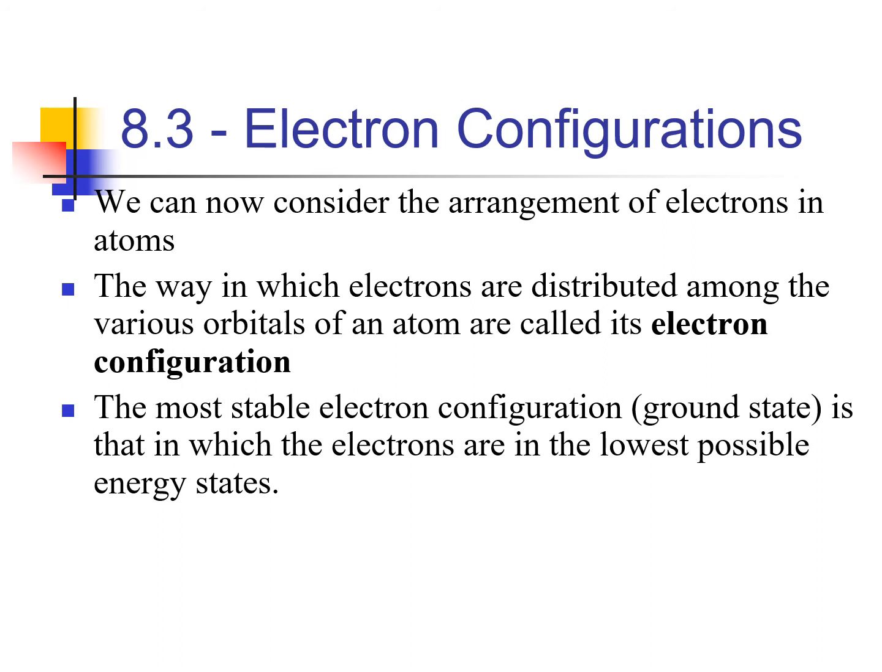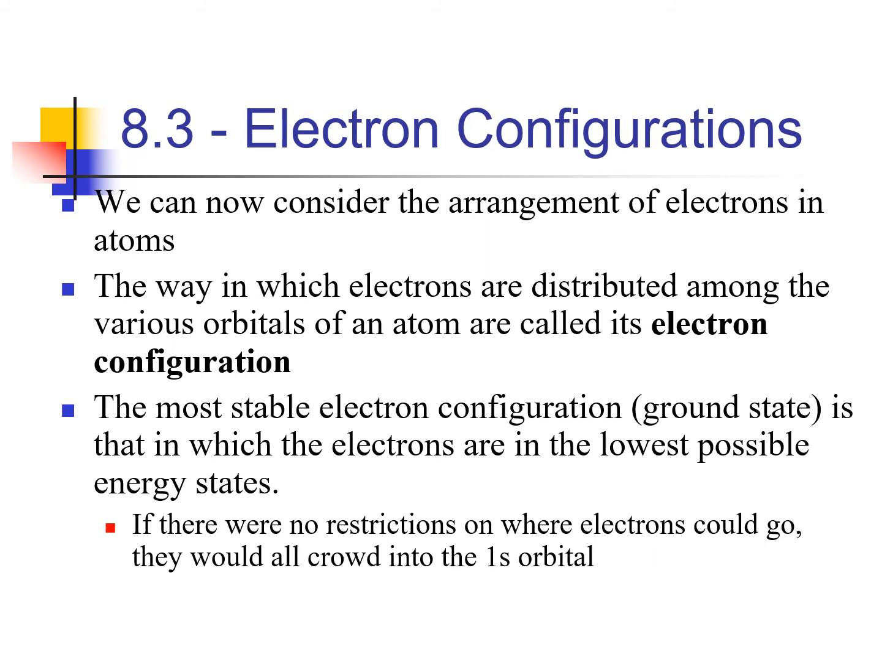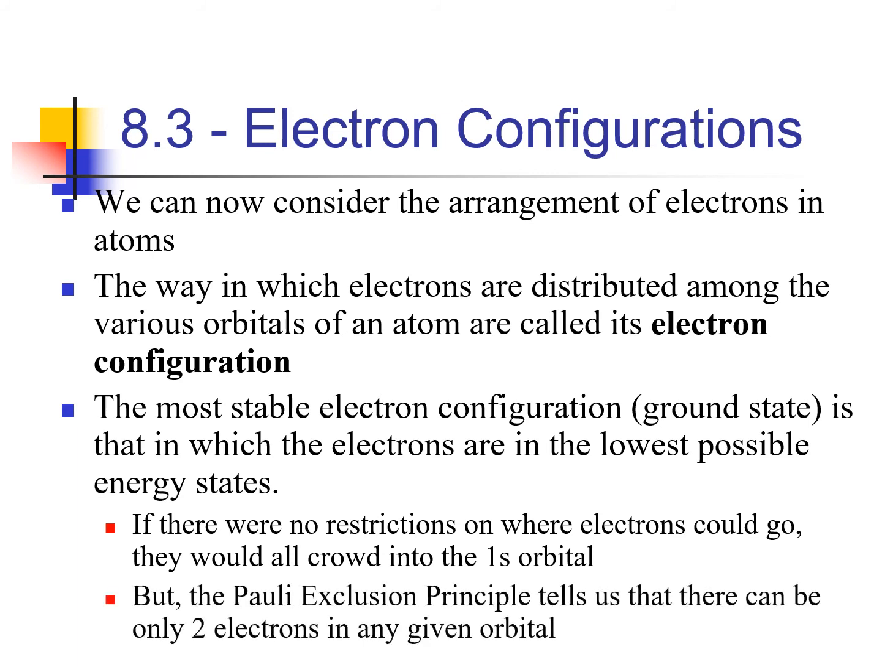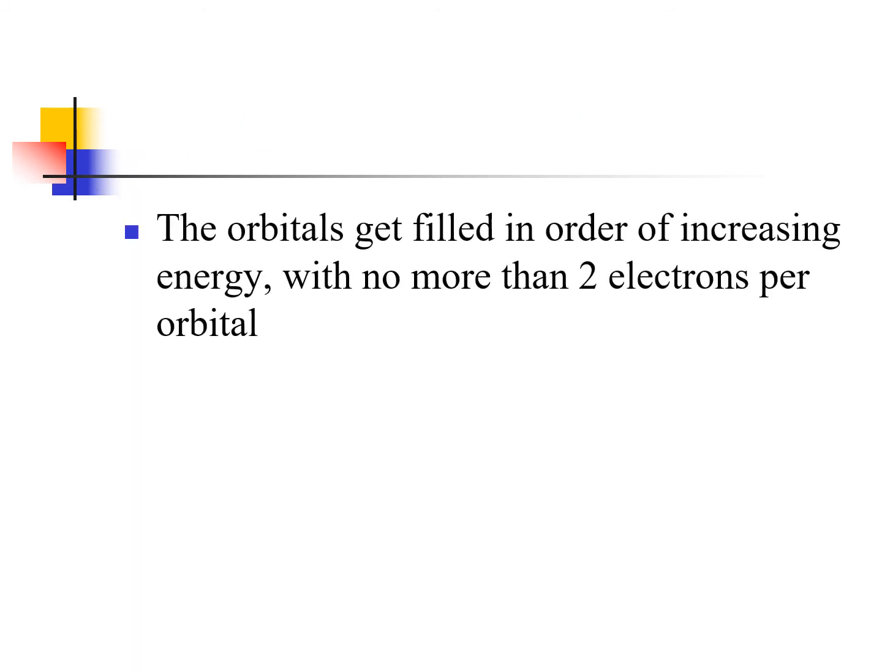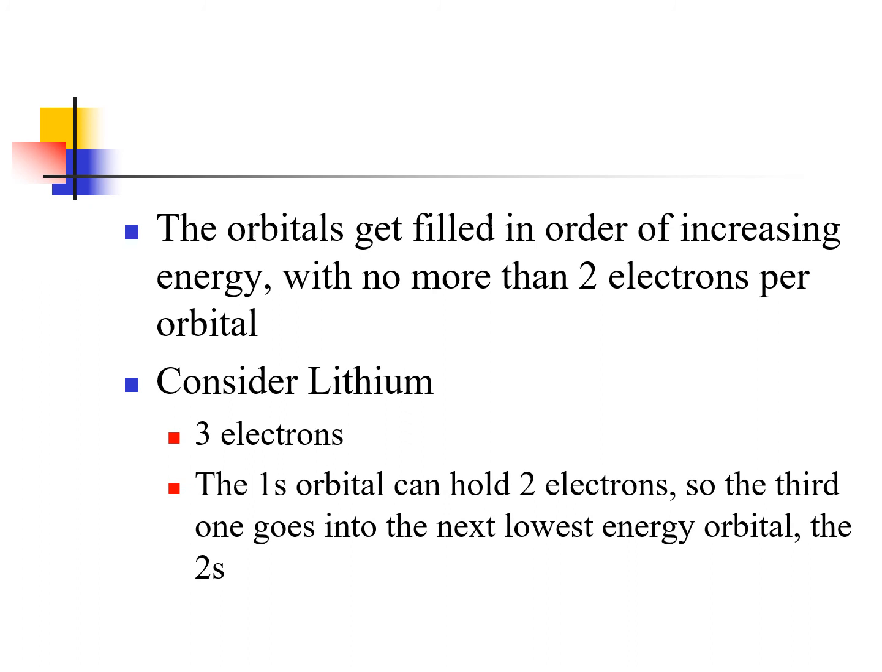The most stable electron configuration, aka the ground state, is where the electrons are in the lowest possible energy states. If there were no restrictions on where electrons would go, they would all go into the 1s because that's the lowest in energy. But the Pauli exclusion principle tells us there can only be 2 electrons in any given orbital. That's the rule. Orbitals get filled in order of increasing energy, with no more than 2 electrons per orbital. So we're going to consider lithium. Lithium has 3 electrons. The 1s orbital can hold 2 electrons, so the third one goes in the next lowest energy orbital, the 2s.